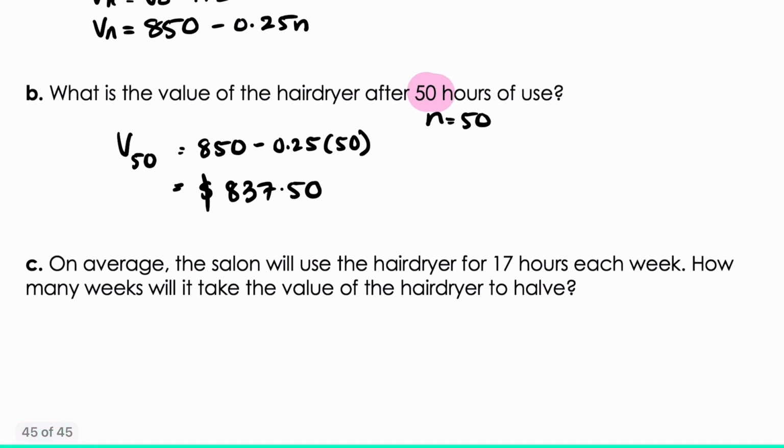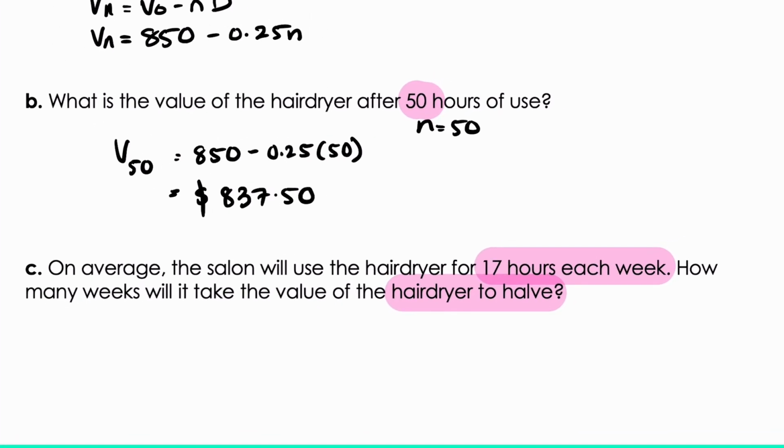Lastly, on average, the salon will use the hairdryer for 17 hours each week. How many weeks will it take for the value of the hairdryer to halve? That's what I wanted to highlight. There's a couple of parts to this question. The first one is they've told us how much they use it a week, because they're wanting their answer in terms of weeks, not in terms of hours. So we're going to come back to that in a moment.